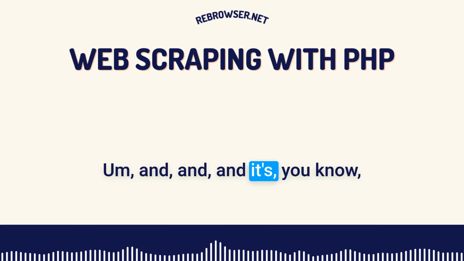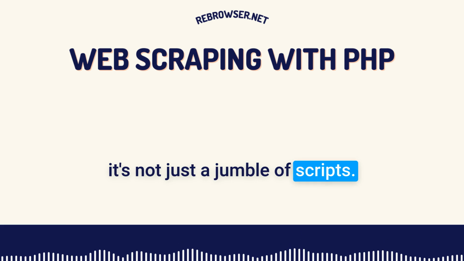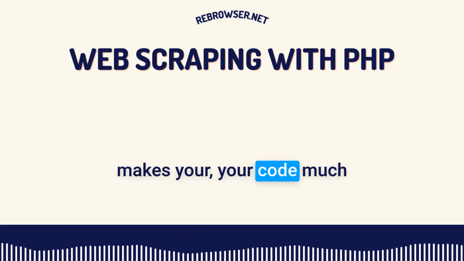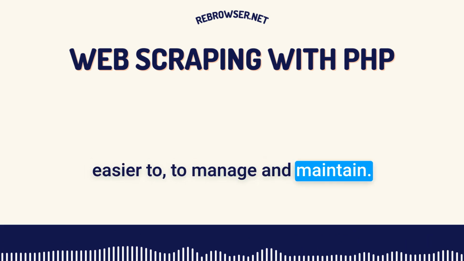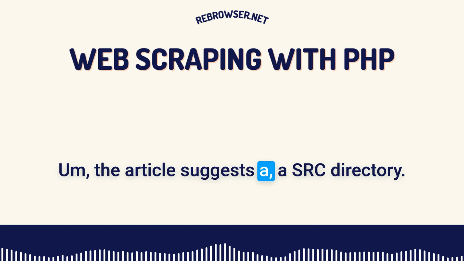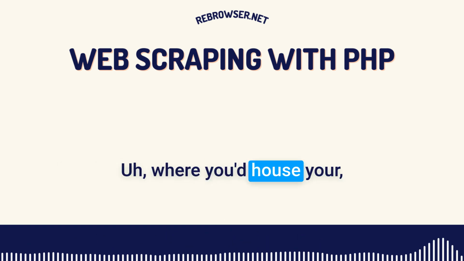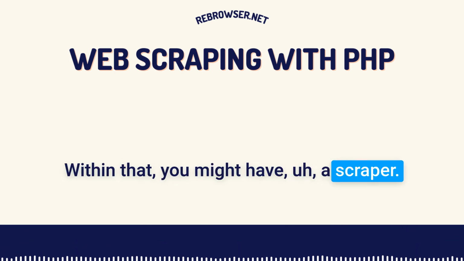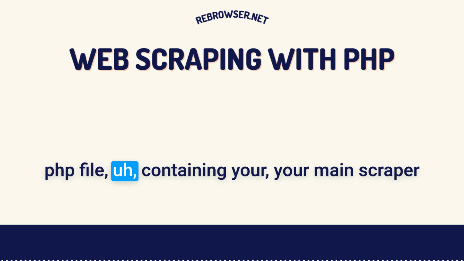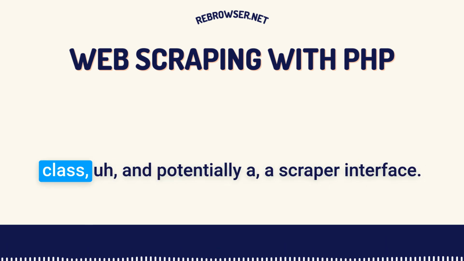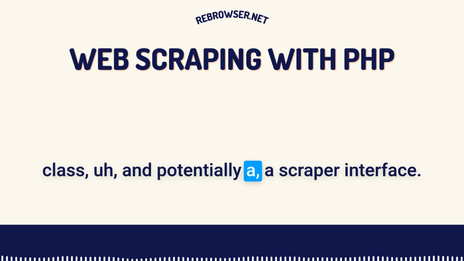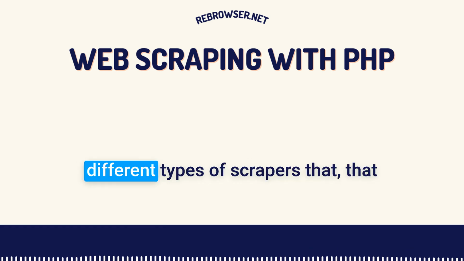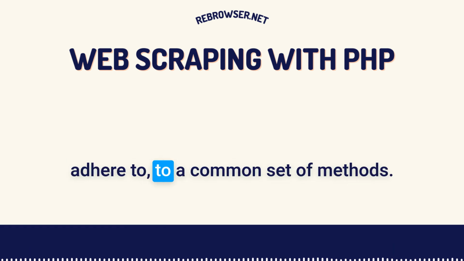Right. And it's not just a jumble of scripts. Oh, no. A well-organized project structure makes your code much easier to manage and maintain. The article suggests a SRC directory where you'd house your core scraping logic. Within that, you might have a scraper.php file containing your main scraper class, and potentially a scraper interface.php, if you envision having different types of scrapers that adhere to a common set of methods.